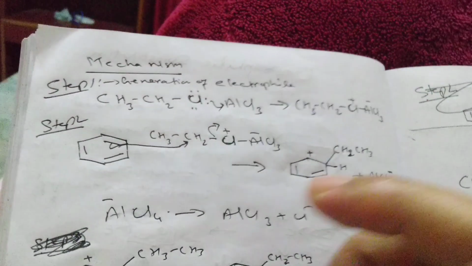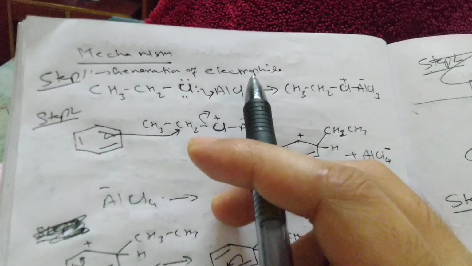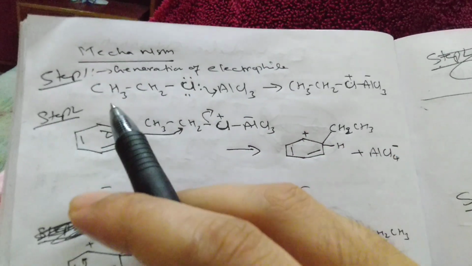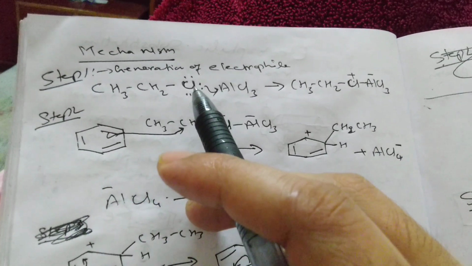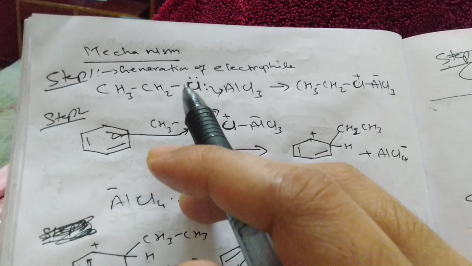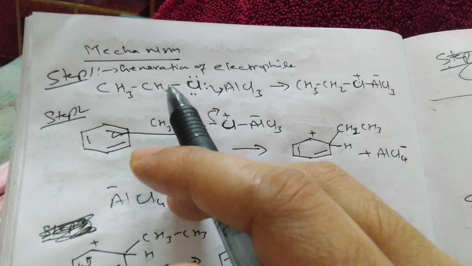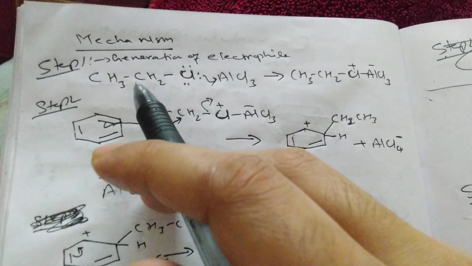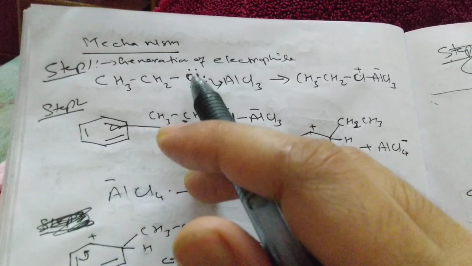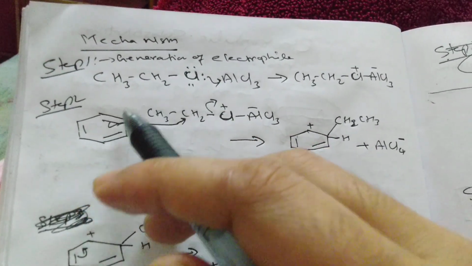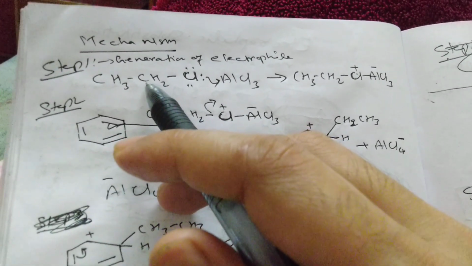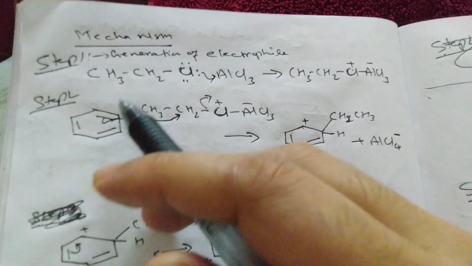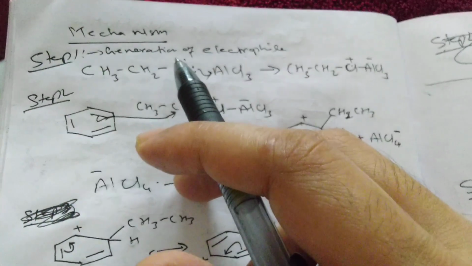We look at the mechanism. Always, the first step is generation of the electrophile. So first you are having this alkyl halide. Now this chlorine is electronegative, so it pulls the electron towards itself. So it has a certain amount of negative, and it has a certain amount of positive. By itself it is an electrophile, and benzene should be able to attack here. But it's not that reactive that benzene will go and attack. You have to make it a more powerful electrophile.